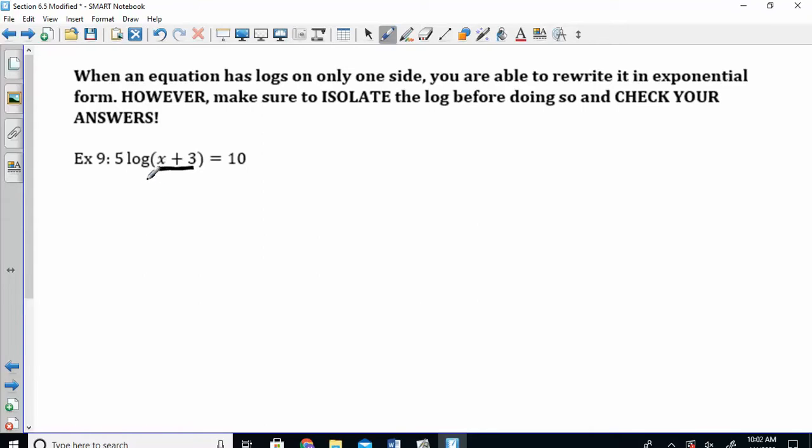So on this problem, I have to isolate my log. So what do I need to do?